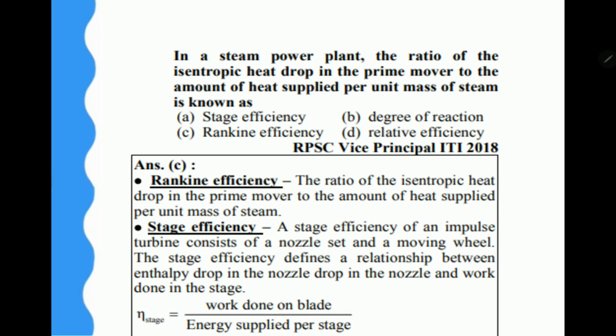In a steam power plant, the ratio of isentropic heat drop in the prime mover to the amount of heat supplied per unit mass of the steam is known as Rankine efficiency. Let's check about stage efficiency, degree of reaction and relative efficiency. Stage efficiency means work done on a blade and energy supplied per stage.